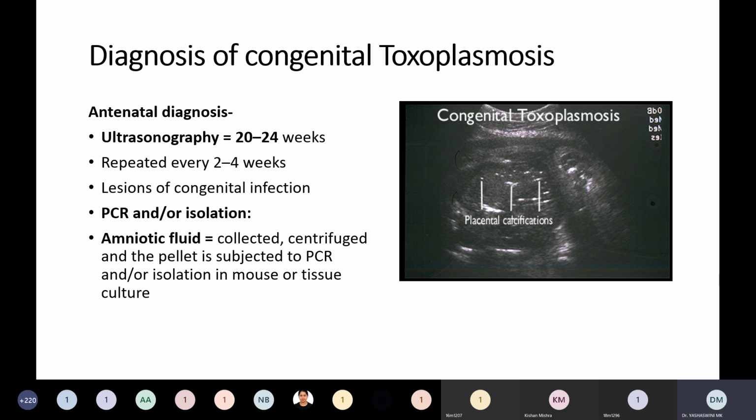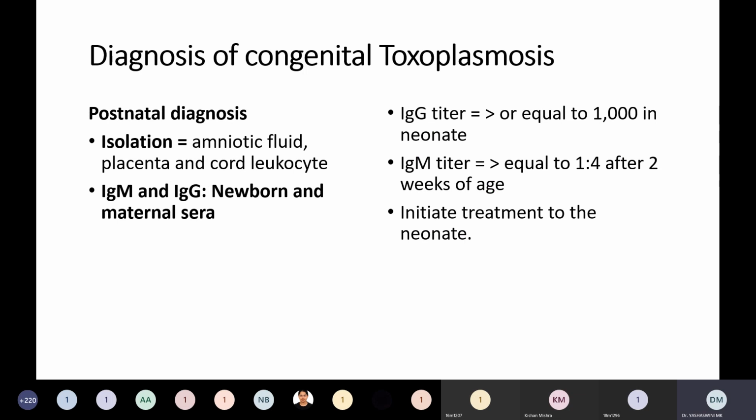In congenital toxoplasmosis, you can do an antenatal diagnosis by doing an ultrasound examination where you look for any congenital lesions, or you can also do a PCR on amniotic fluid. If it's postnatal, as I told, you can take amniotic fluid, placenta, or the cord leukocytes where you detect your IgM and IgG in the newborn, and along with that, you detect even in the mother. So if the titers are higher, then you can think it is a neonatal infection.